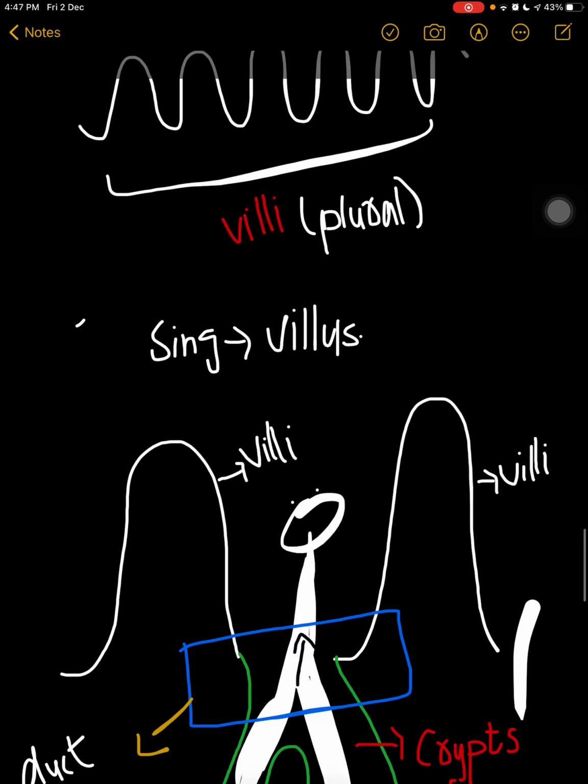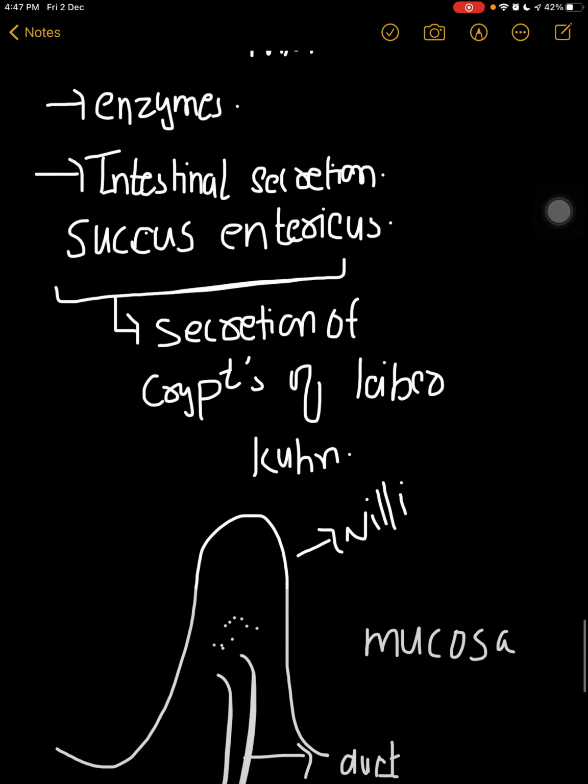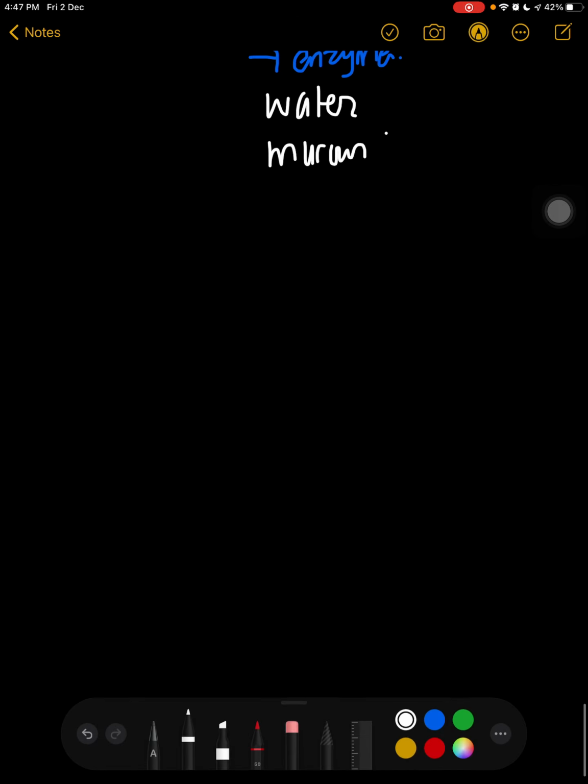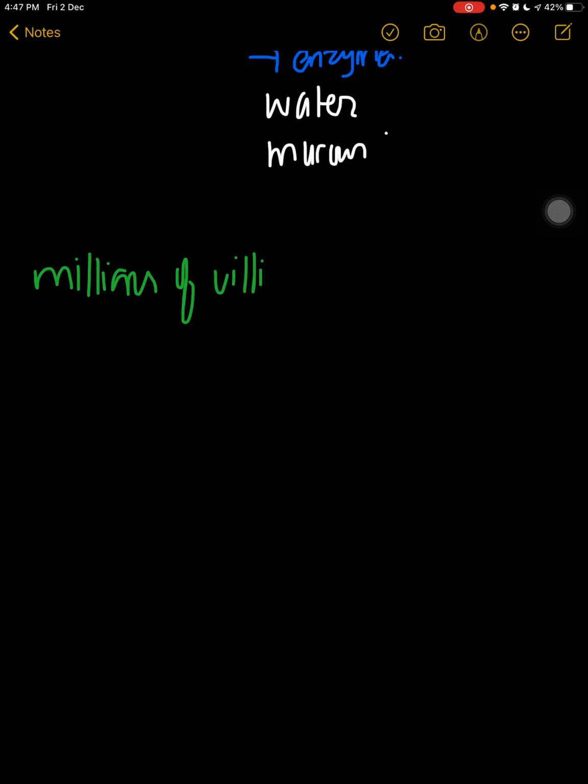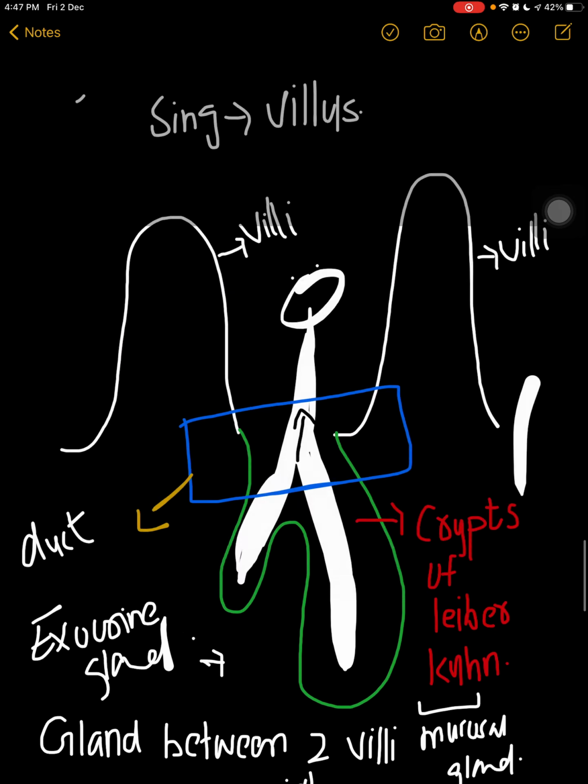And what about the number of villi which are present? There are actually millions of villi present in the small intestine. Millions of villi are present, right? So I hope this is clear to you.